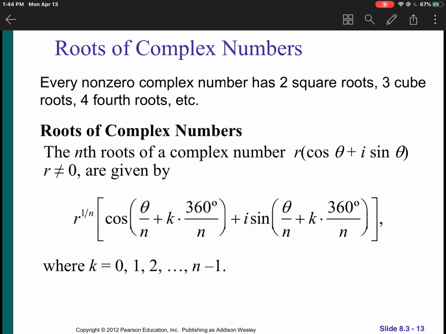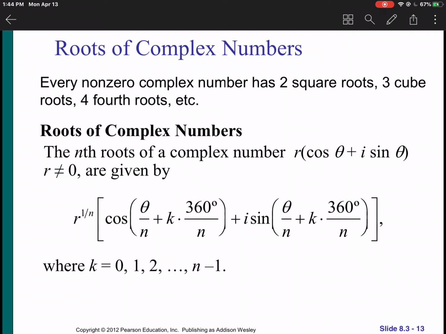How many cube roots does a number have if it's just a real number? The number 8, for example, is 2 cubed. So 2 is the cube root of 8, but it's the only one within the real number system. Negative 8 is negative 2 cubed. So the cube root of negative 8 is negative 2, but it's the only cube root within the real number system.